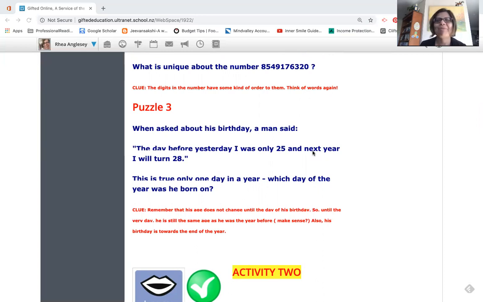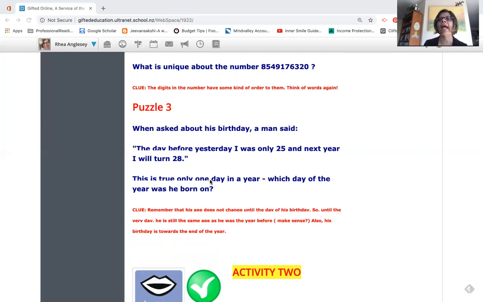Yeah? Okay. Puzzle 3. When asked about his birthday, now this one is a real brain teaser, but it's actually not difficult. Once you see the answer, you go, oh. So this man said the day before yesterday, he was 25. Next year, he will be 28. How is that even possible? Because between 25 and 28, there's a gap of 3 years, right? It is possible, trust me.